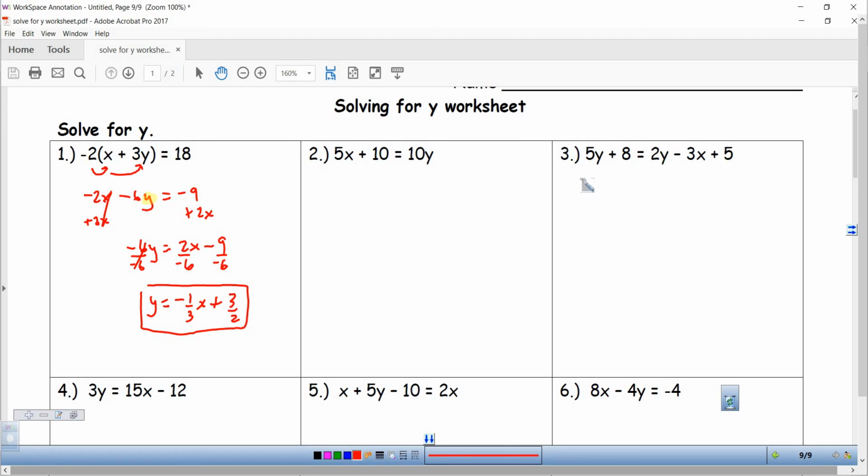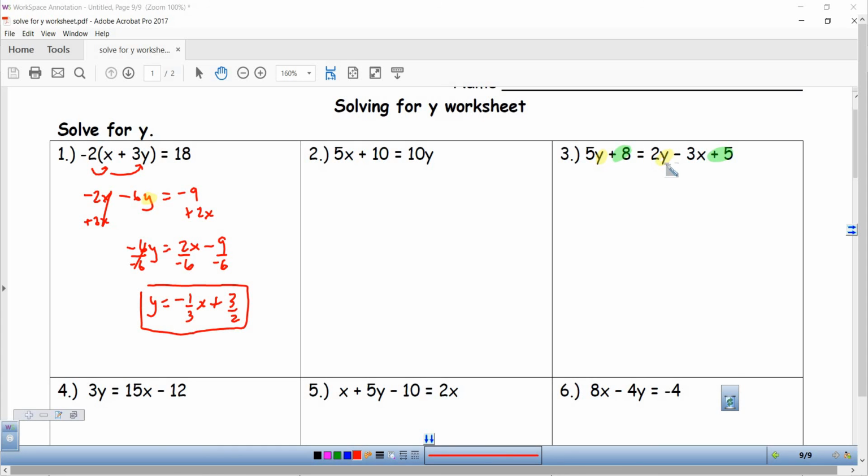Let me do one more over here. 5y plus 8 equals 2y minus 3x. Notice, what do I have? I have variables on both sides. I also, by the way, have constants on both sides. So I'm going to have to clean this one up.